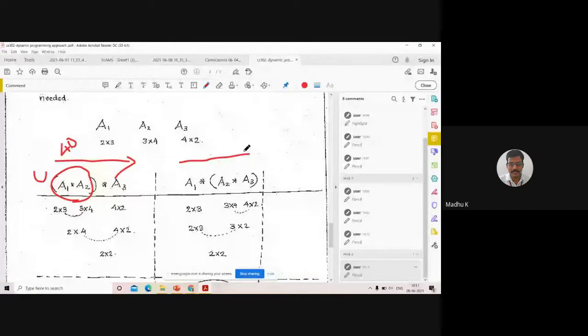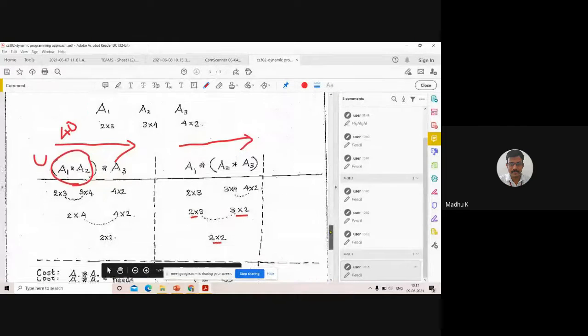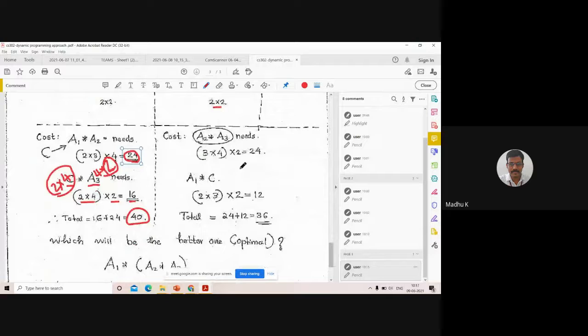This is another possible multiplication order, because if I arrange it in this way, then this is 2 by 3, 3 by 4, 4 by 2. I can multiply this first, then I will get 3 by 2. This I can multiply with this, because these two are the same, so I can get 2 by 2. So for performing that, I computed in this way, and it needs 24 plus 12.